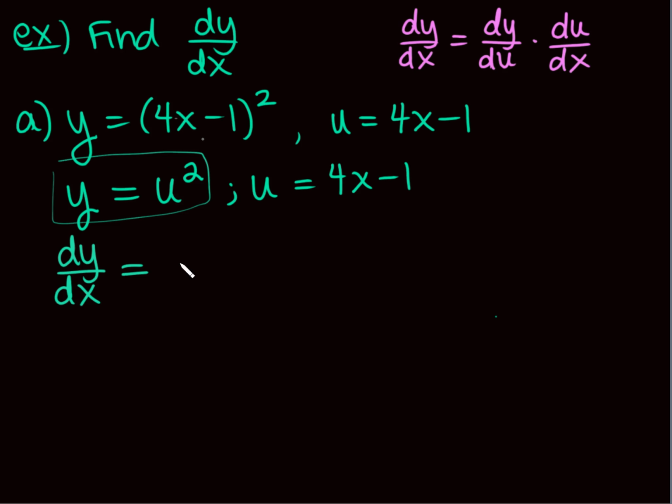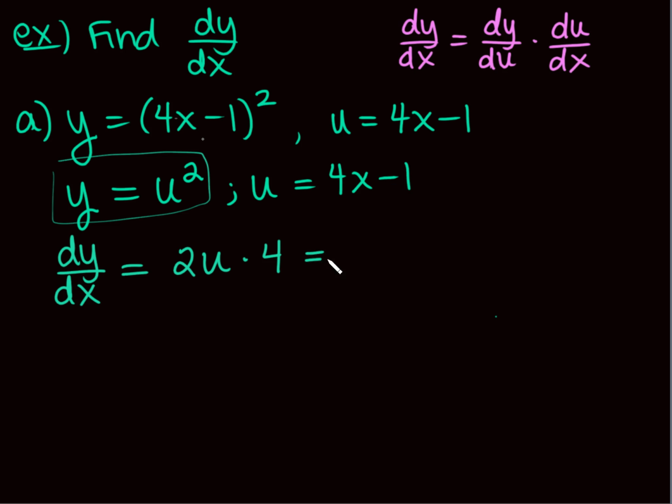Well, what would that be? That would be 2u, right? Because it's with respect to u. And then what did we want to multiply by? The derivative of u with respect to x. So what's the derivative of u with respect to x in this case? It is 4. That's what the chain rule says. This is the derivative of my outside function, and this is the derivative of my inside function.